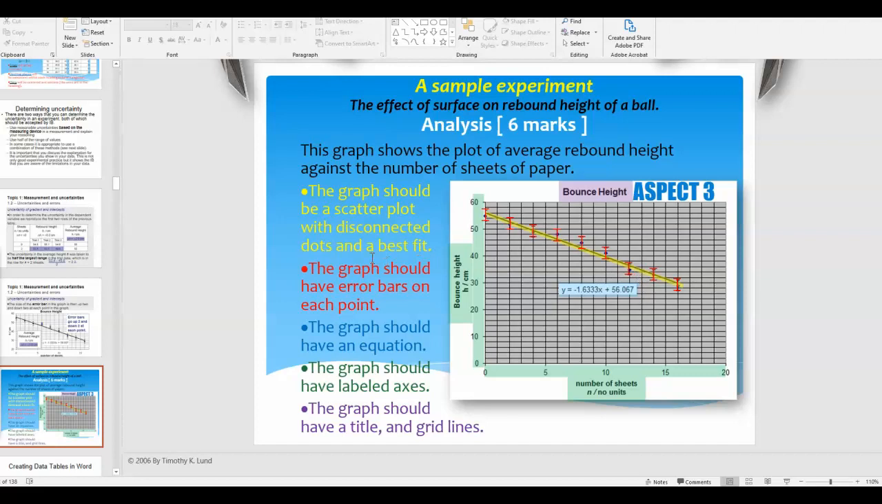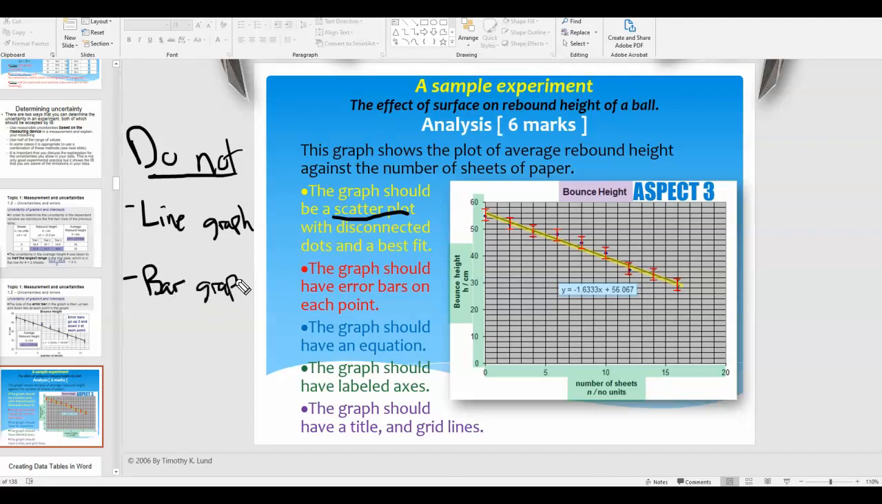Something else that's really important that I want to talk about is what type of graph you should have. Listen carefully. Your graph should be a scatter plot. In other words, you should be able to see the individual data points without anything connecting them. Here's what not to do. Do not use a line graph or a bar graph. Do not use either of those graphs.